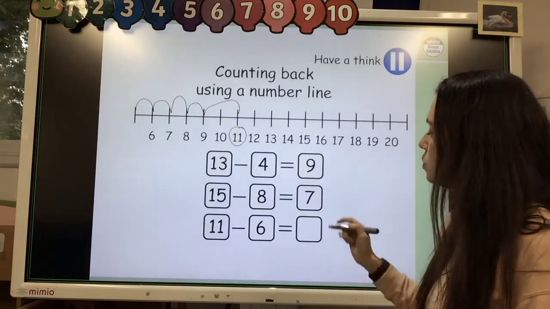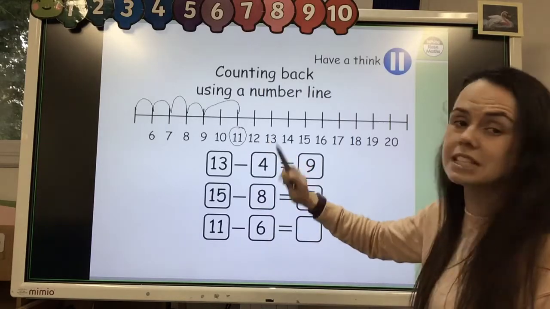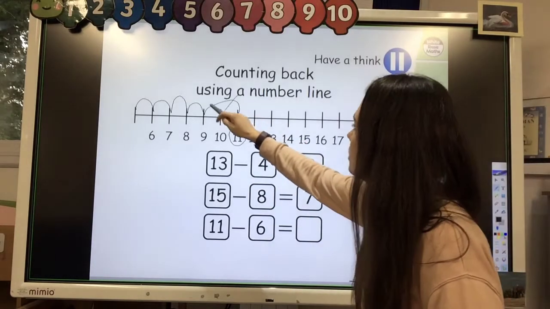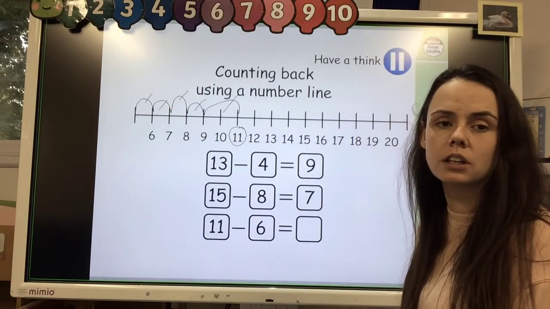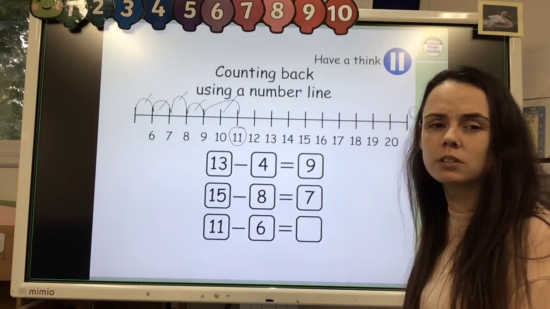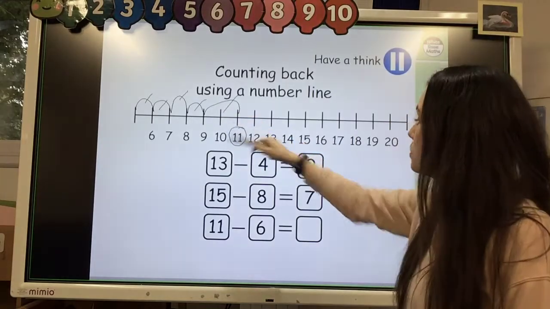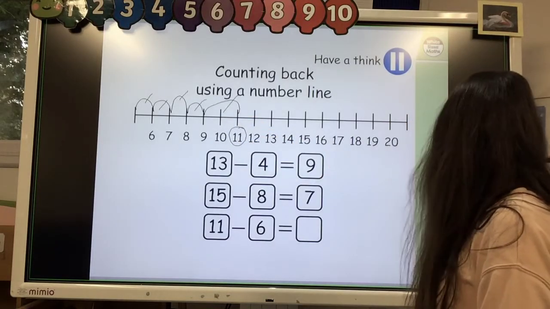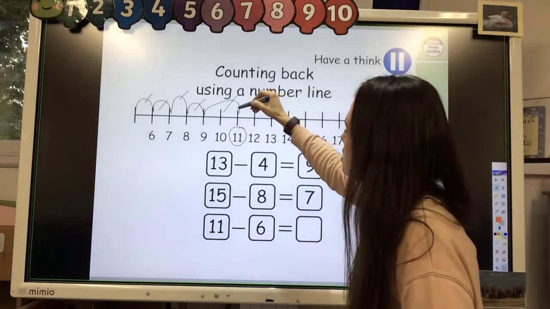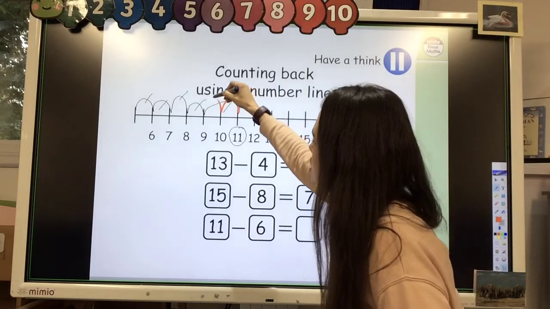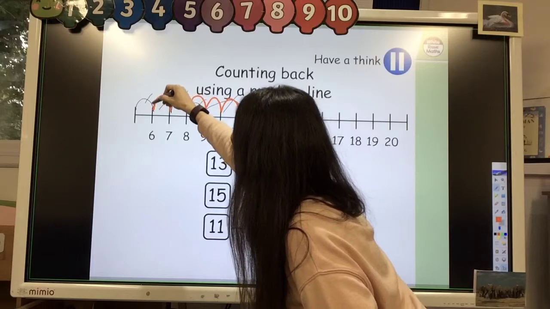I've done something wrong. So I was on 11 and I should be counting back 6. So let's see if I've done the right amount of jumps. So I've got 1, 2, 3, 4, 5. I've only done 5 jumps. What's wrong? I can see. What I've done here is I've done a double jump. I've missed out number 10. Instead of doing that, I'm supposed to do this. I'll show you the way it's supposed to go. So, I'm supposed to go 1, 2, 3, 4, 5, 6.